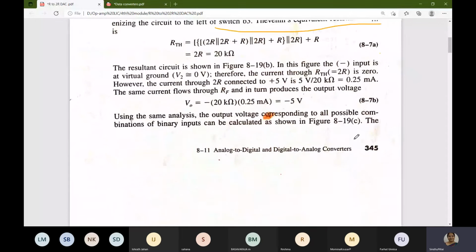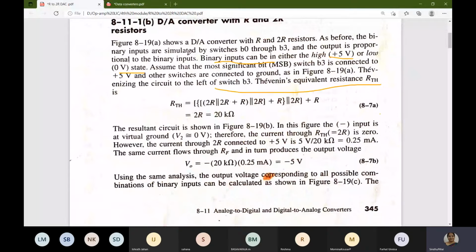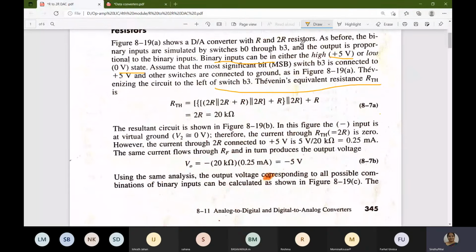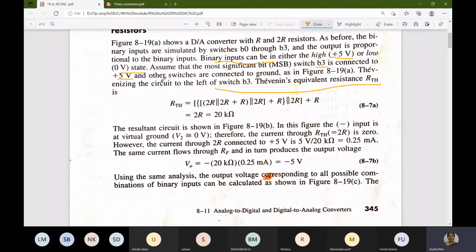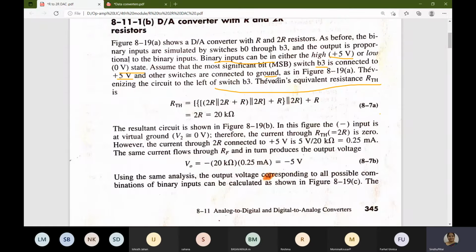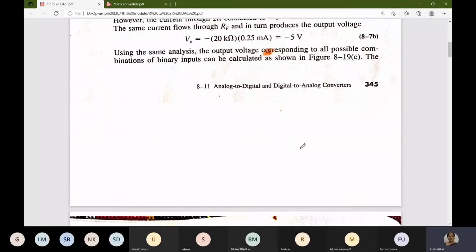So we'll see the theory part of it. The figure shows a D2A converter with R and 2R resistors, and the binary inputs can be either high, high means plus 5 volts, or low, that is 0 volts. And the most significant bit is B3. It is assumed, this is an assumption, that it is connected to plus 5 volts, and all other switches are connected to ground. So when all other switches are connected to ground, we'll apply Thevenin's equivalent resistance to find out the equivalent resistor. Thevenin's equivalent formula will apply, which we had seen.